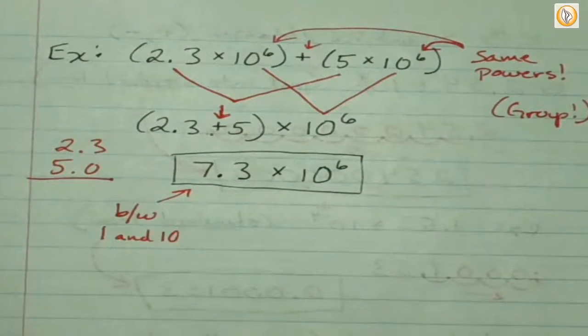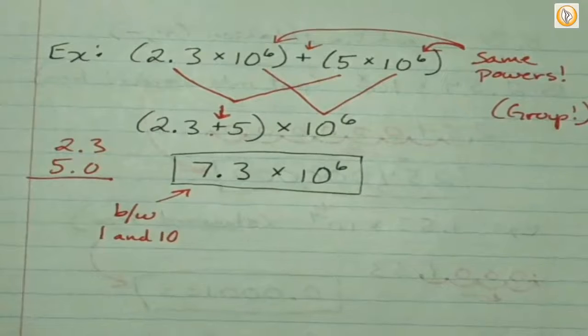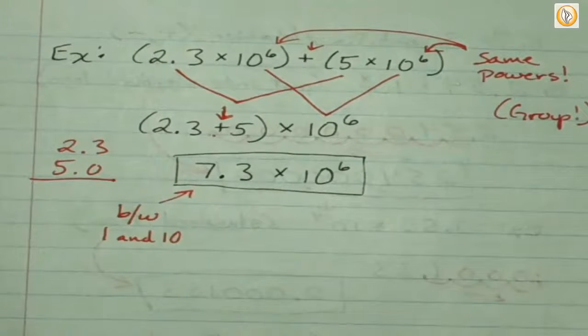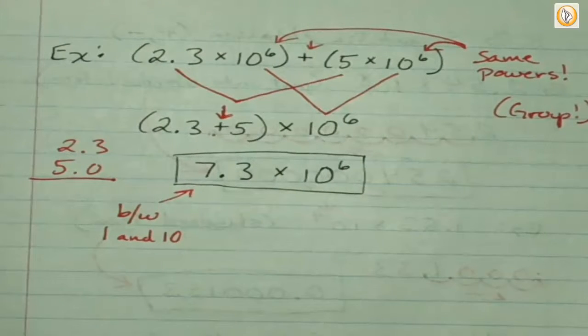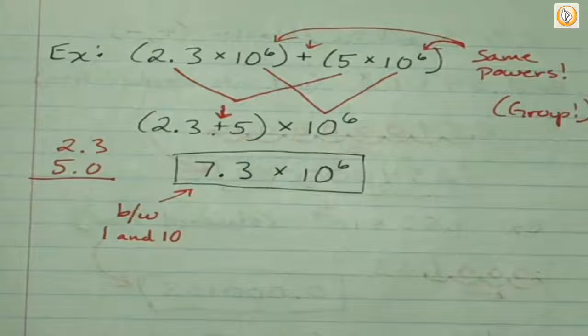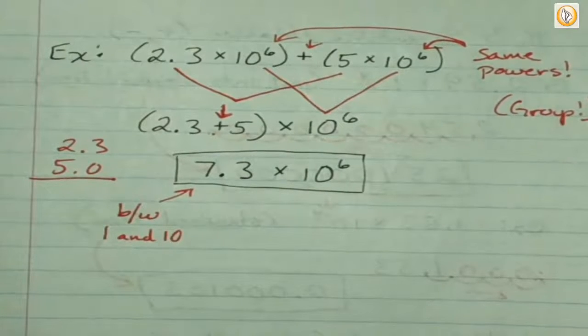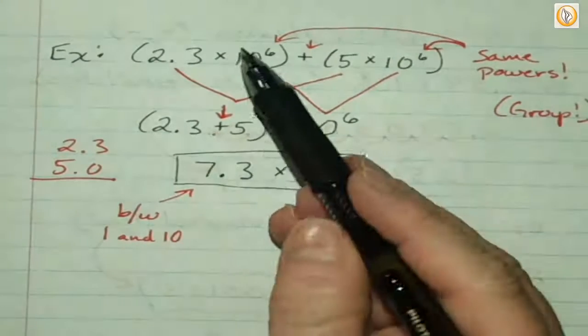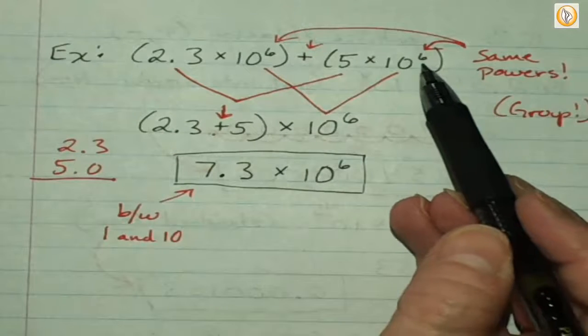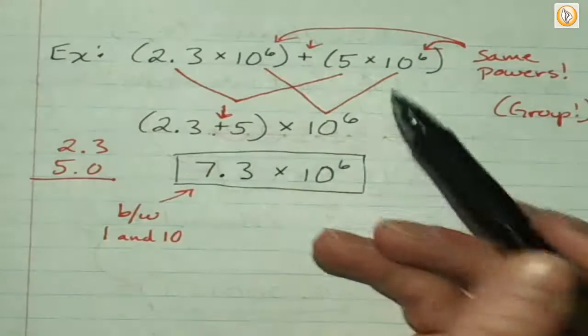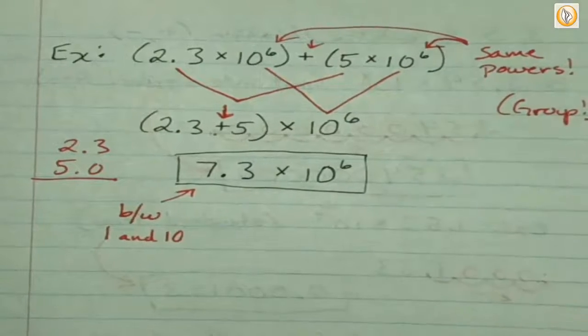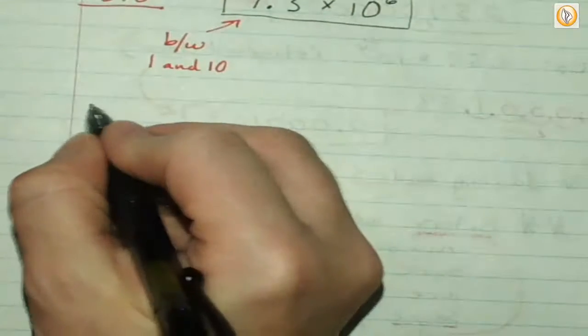Yes, Abe. So if one of them has a negative exponent, does the other one have to have a negative exponent? They have to be exactly the same. That was a good question. He said, what if it was like a negative 6 and a positive 6? Well, that will not be the same, so you got to adjust it. And I'm about to show you how to adjust it.